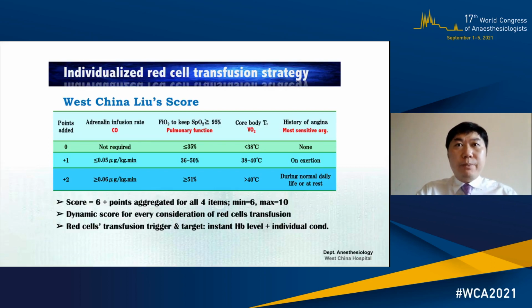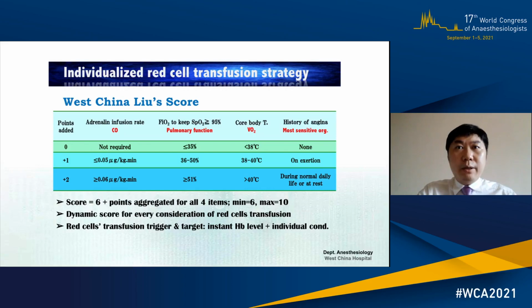As this table shows, we use adrenaline infusion rate to represent cardiac output, fraction of inspired oxygen to keep SpO2 not less than 95% to represent pulmonary function, and core body temperature to represent oxygen consumption, and history of coronary disease to involve the most sensitive organ, the heart.